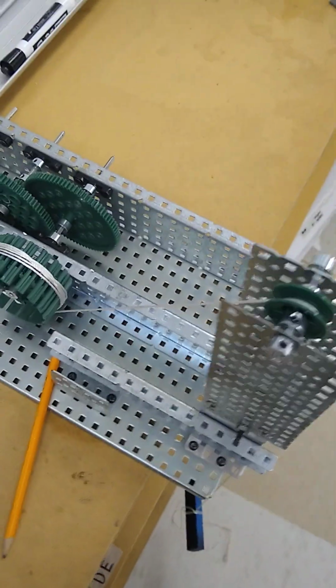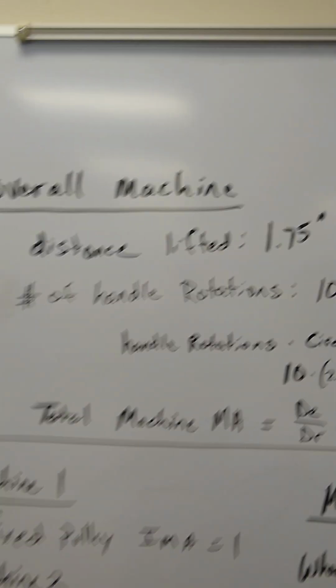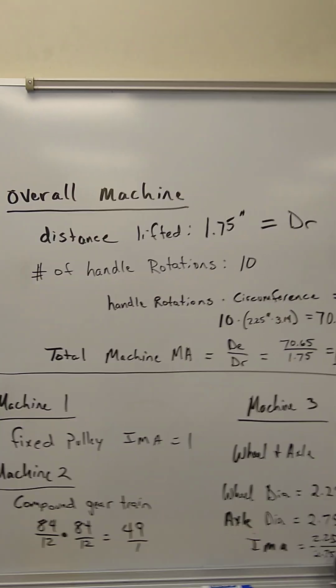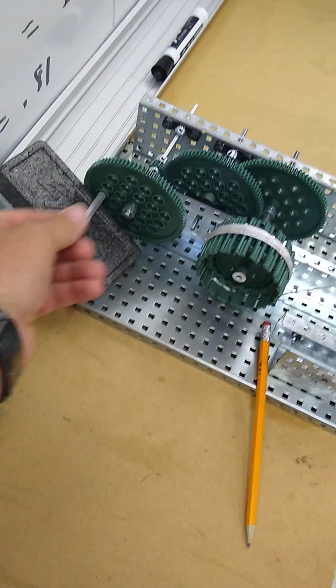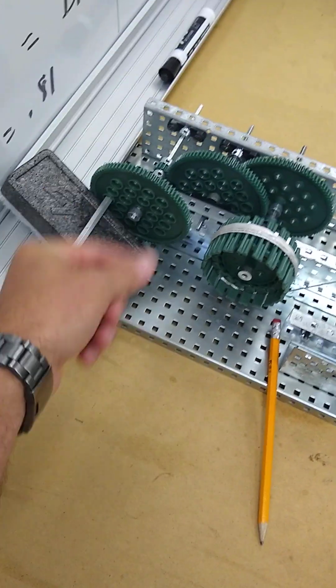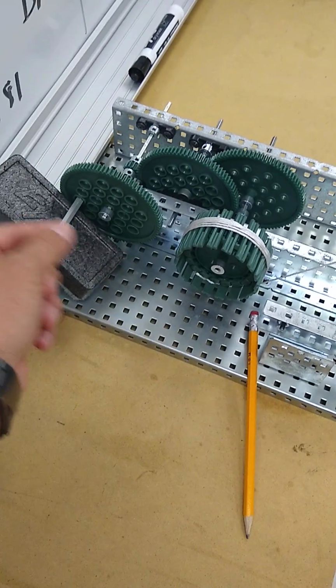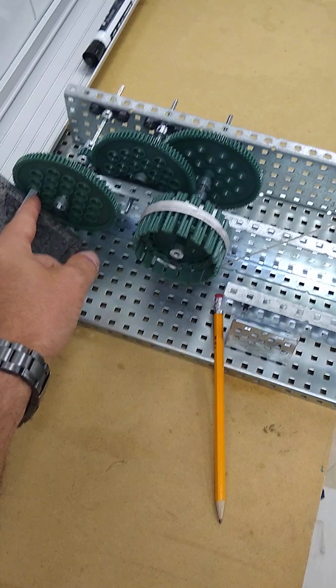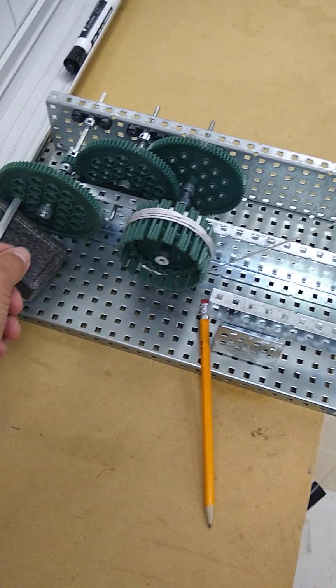So basically, the way that I calculate it is I start out by looking at the overall machine. What I'll do is I will start by turning this 10 times, and then I will get my circumference of that action, based off of the radius from here to here. All right, so that's my circumference.